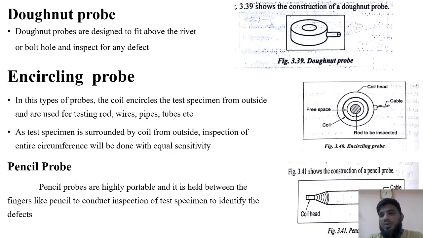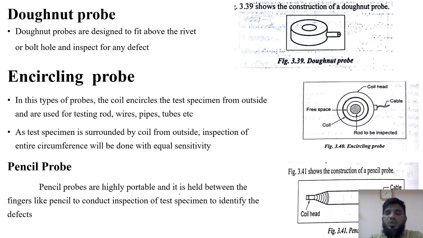Okay, so the rod which has to be inspected has been kept inside the hole. There will be a free space, which does not allow the flow of the current. Because of this coil, it will get excited and send a magnetic field to the rod. When the magnetic field is sent to the rod, it will get magnetized and produce some amount of eddy current. Okay.